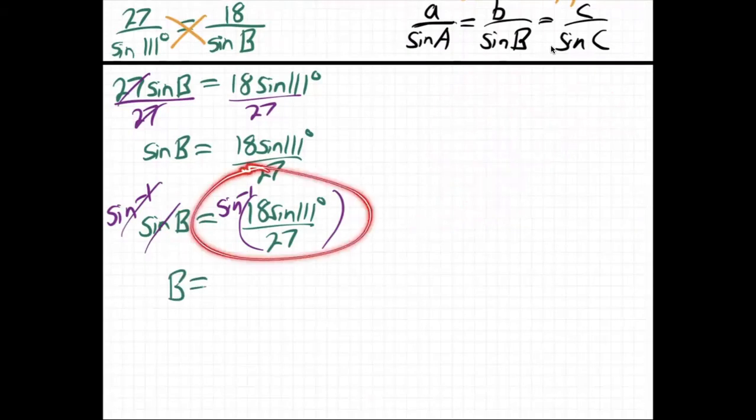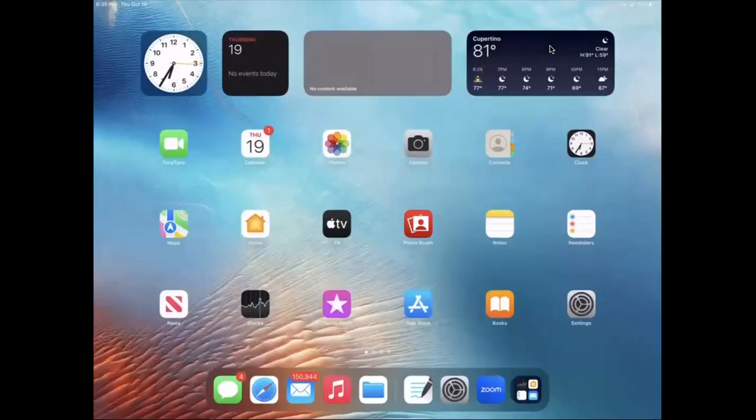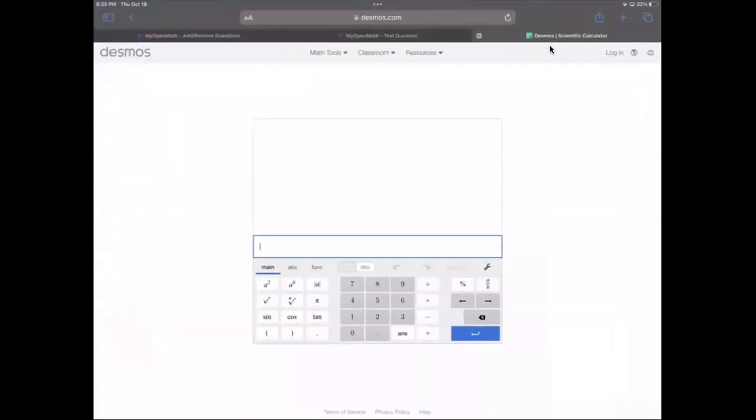So I'm going to go to the calculator now and do exactly that. I'm going to do sine inverse of 18 sine 111 over 27. Let me show you. I've got a Desmos calculator for you. You can get to the Desmos calculator right on the website.